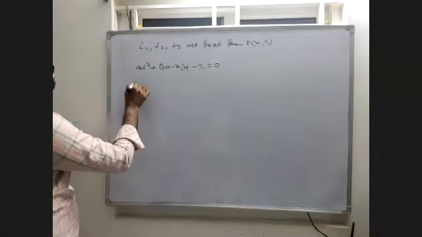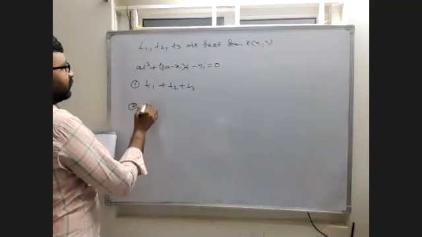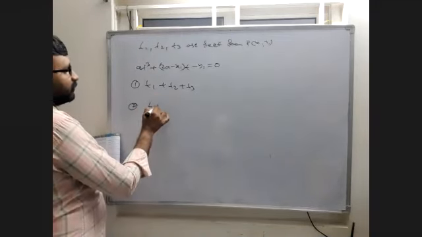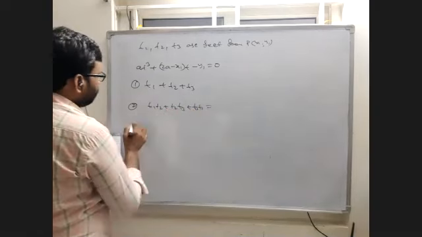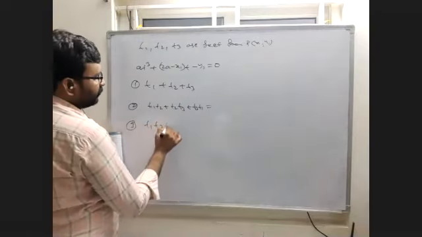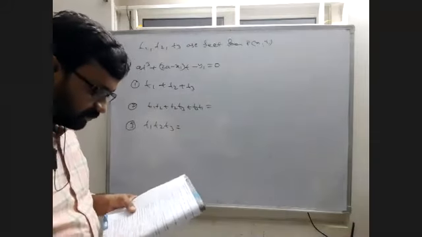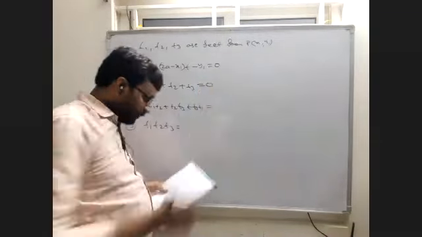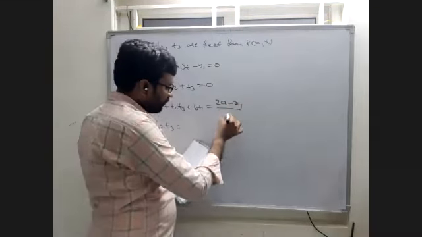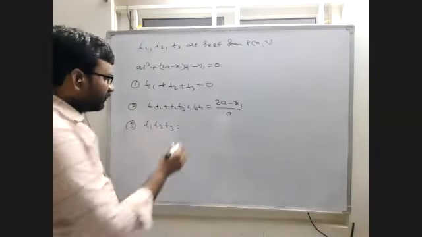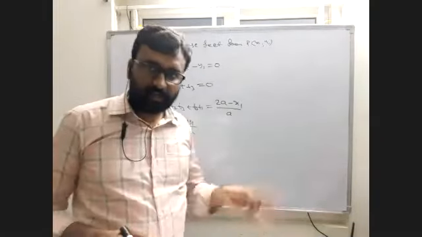Here also, first one, sum of roots, T1 plus T2 plus T3. Second one, sum of product of 2 roots, T1 T2 plus T2 T3 plus T3 T1. Last one, product of roots, T1 T2 T3. First one is T1 plus T2 plus T3 is equal to 0. Second one, the sum of products of 2 roots is (2a minus x1) by a. Third one, T1 T2 T3 is y1 by a, for 3 feet of normals.